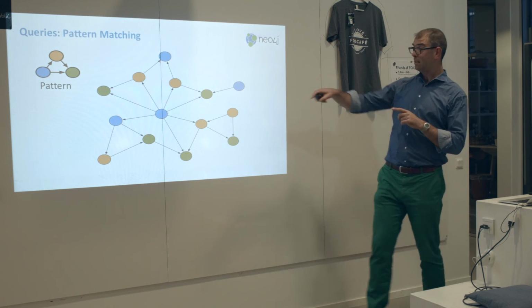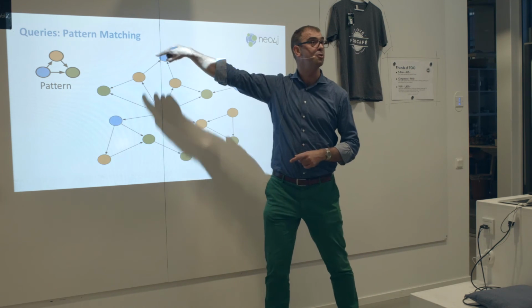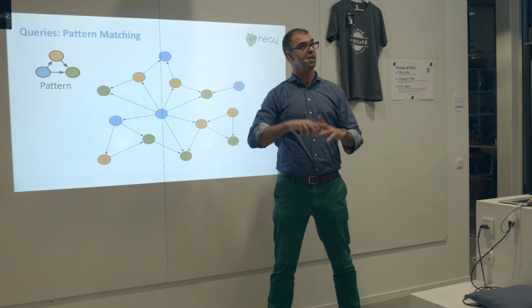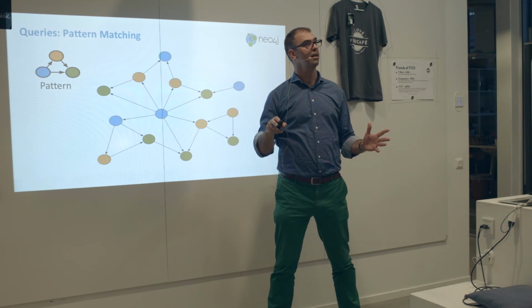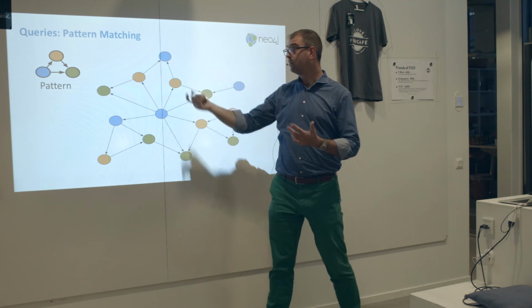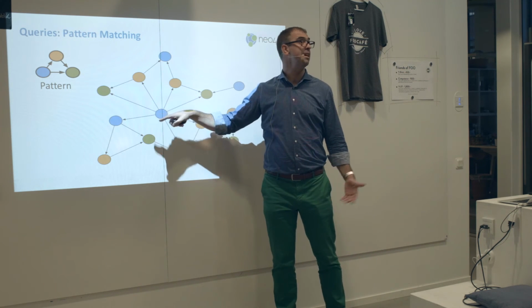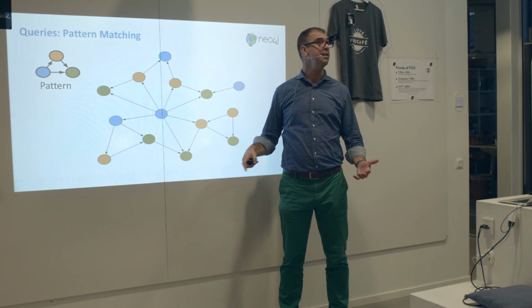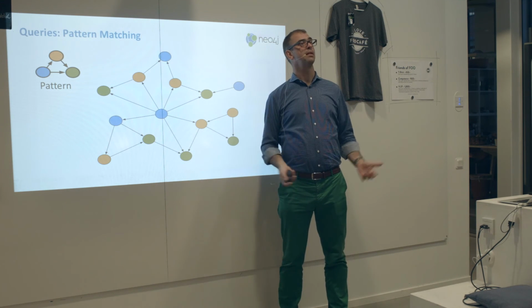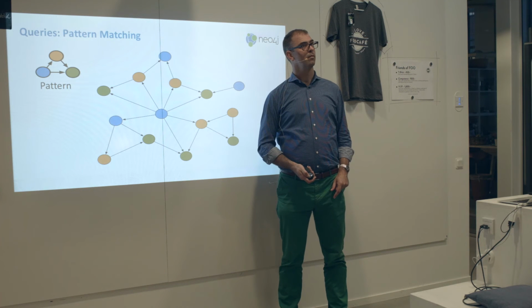So this is literally a pointer chase. Finding those patterns is nothing else but a pointer chase. So finding 1,000 of these guys will require indexing. Matching the pattern typically doesn't. Does that make sense?